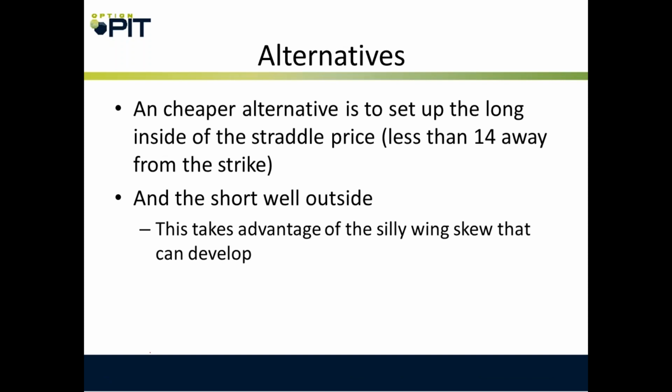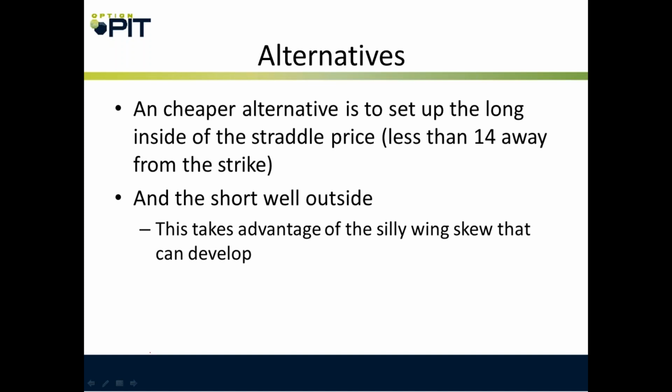So, the cheaper alternative, and I like these. This is the way I usually like these. All right, I want to set up a trade that is long inside of the straddle price, less than 14 bucks away, and short well outside of it. All right, and we'll look at, it takes advantage of silly wing skew that can develop.